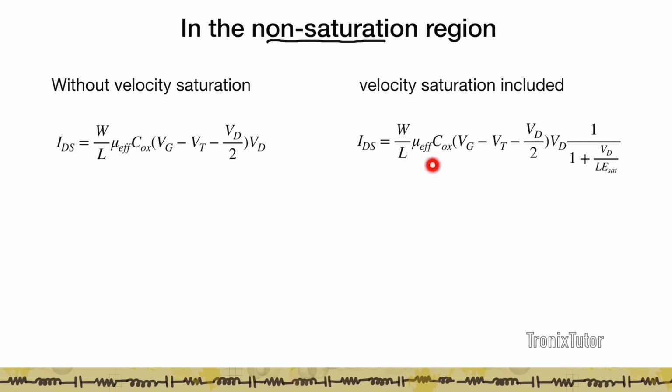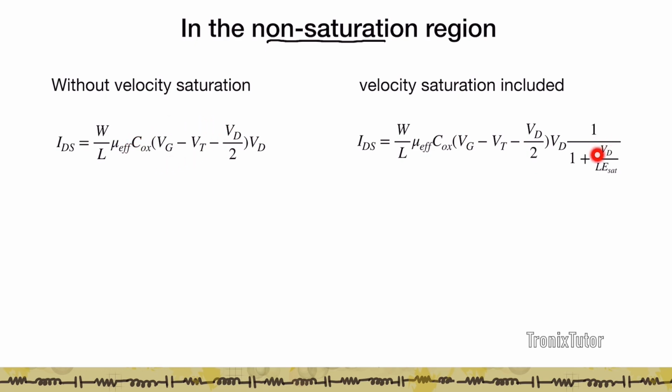Now what happens with velocity saturation is that I have the same term as a prefactor that is tempered by this term, which is 1 plus Vd by Le sat. Now we'll come across this Le sat multiple times, right? So what is this telling you? That in case velocity saturation is important, then this term Vd divided by Le sat is critical, because that is going to reduce the effective current that is actually predicted by the square law.